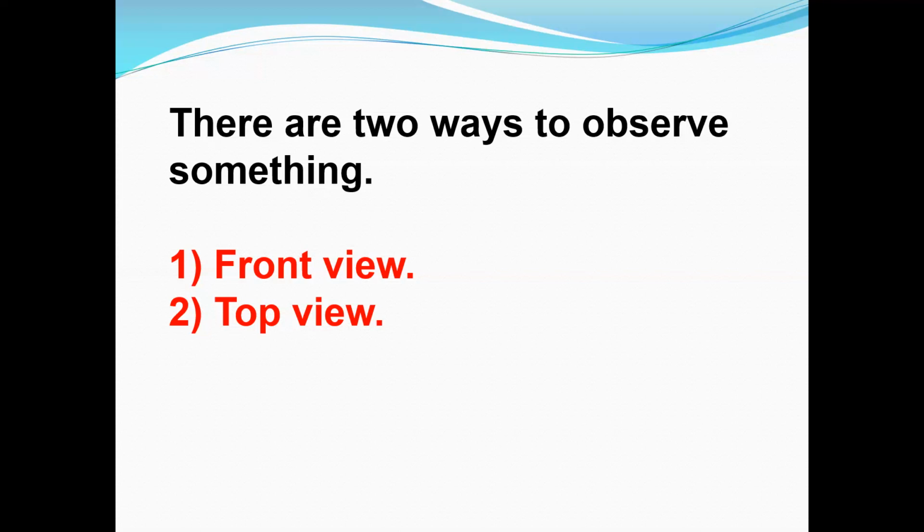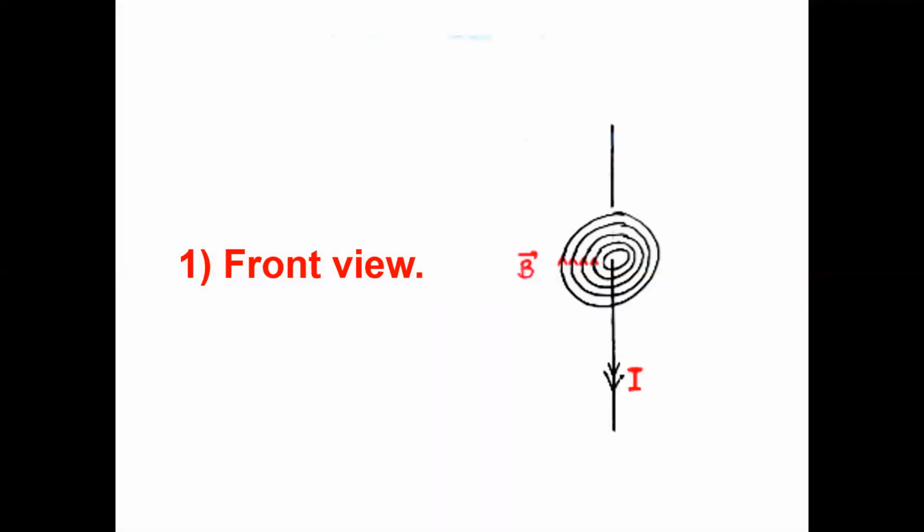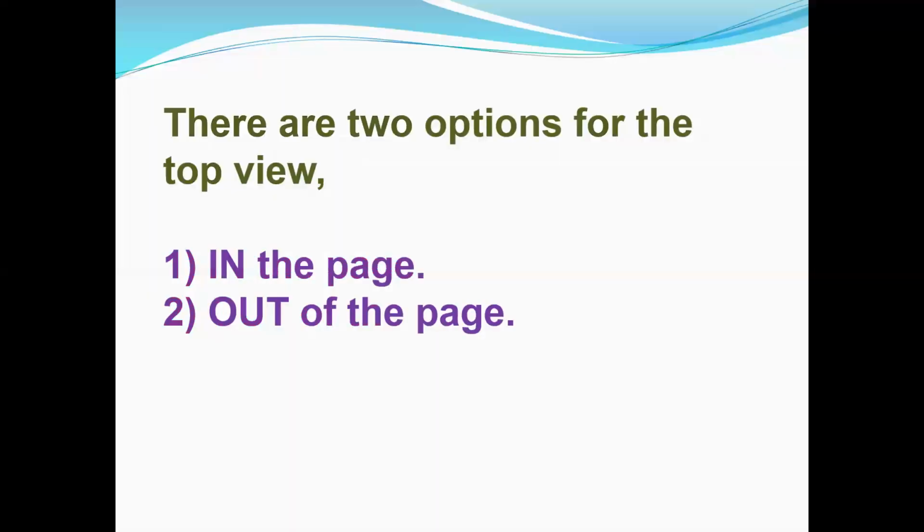Okay, sir, done. So there are two types of views: front view and top view. Front view means something in front of you, just like you're sitting in a car and you are looking forward. It is called front view. Now the problem comes when we think about top view. Top view means something is coming towards you or something is going away from you.